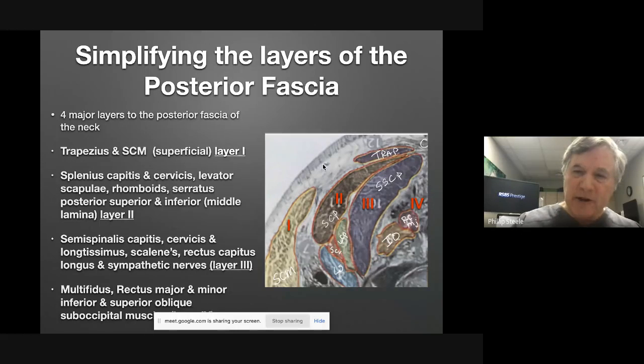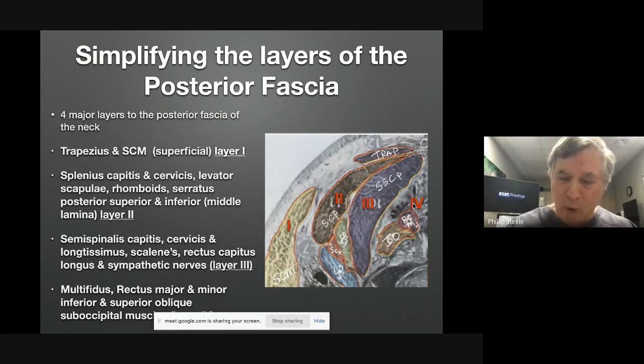So based on the literature, I've divided this into a more simple system. I call layer 1 the trap and SCM. Layer 2 is Splenius Capitis here. And the third layer includes longissimus, Splenius cervicis, levator scapulae, and longissimus capitis, as well as Semispinalis Capitis. And then deep will be the suboccipitals, as well as the multifidus and the rotaries.